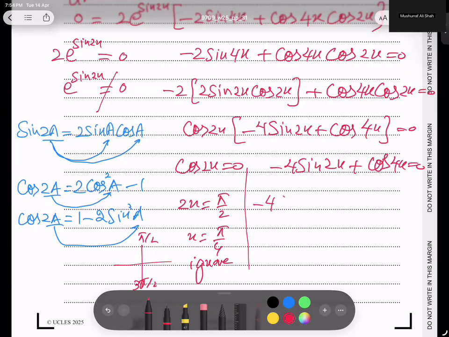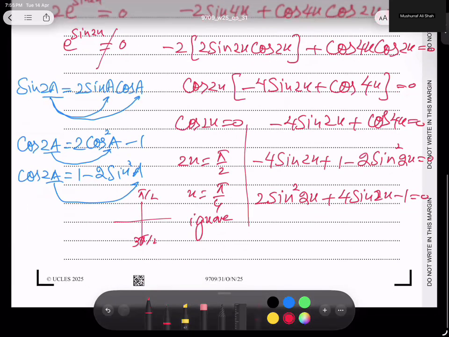So I'm writing -4 sine double x. In the place of this, I'm using this one. So 1 minus 2 sine square double x equal to 0. See again, repeat. What is the basic criteria? Whatever angle half comes here, so here 4x becomes double x. Reorder: 2 sine square 2x plus 4 sine 2x minus 1 equal to 0. I hope you understood very well how I got this equation.